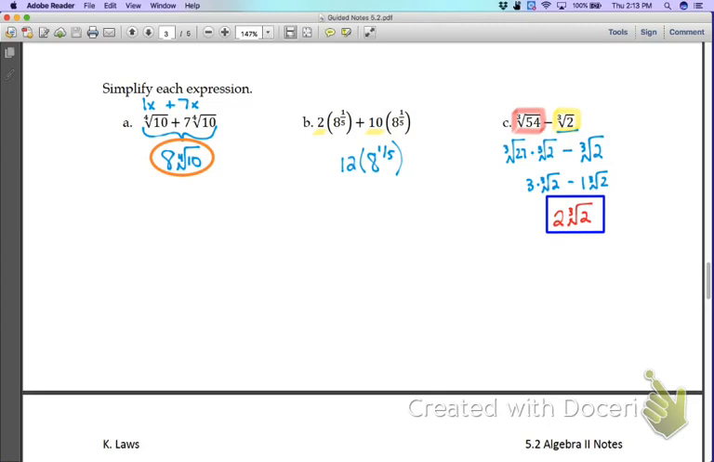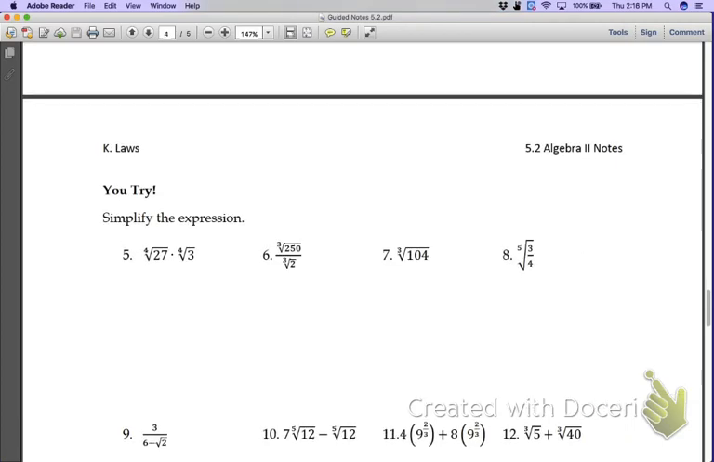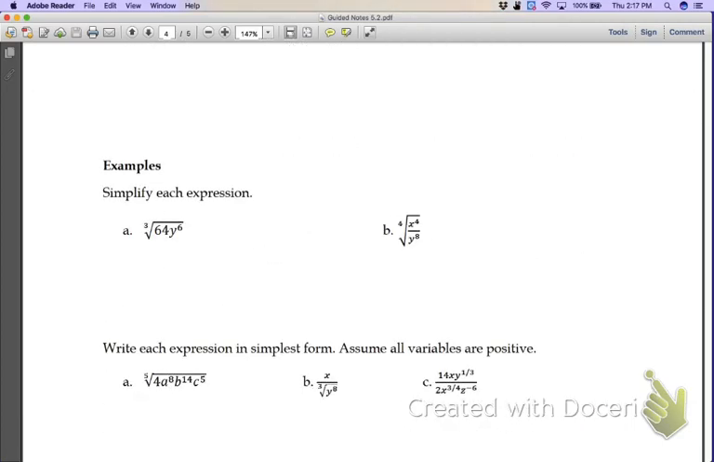Whatever number you can get to match inside the radical, that's what you're ultimately looking to do. You can add x's, you can add variables, you can add those together all day. It's all it really is. Okay? We're simplifying. We're not trying to solve anything here. Not yet. You try.